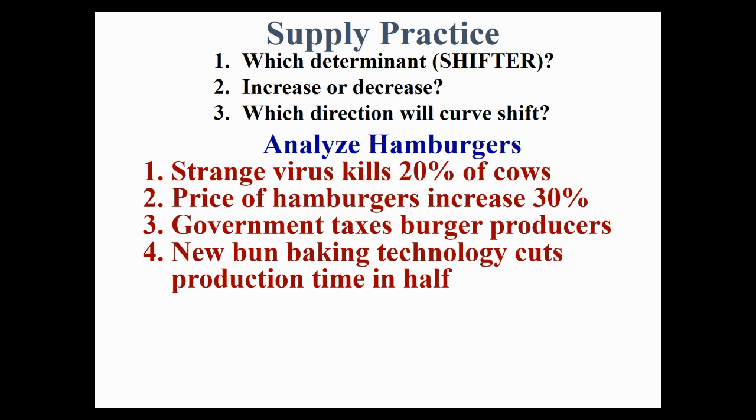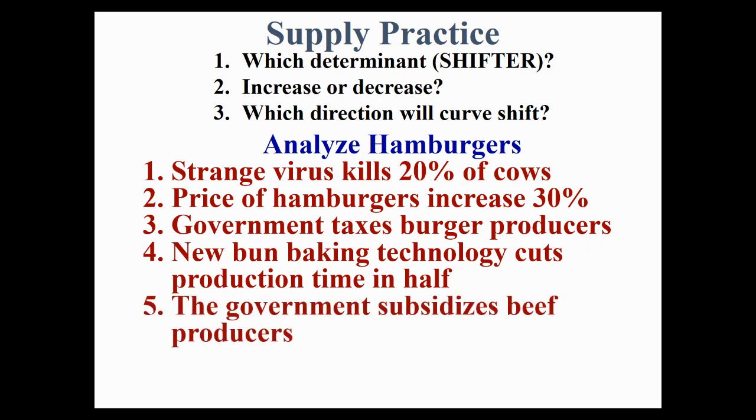New bun baking technology cuts production time in half. Wait, this is innovation, this is technology. And we know for the most part, this technology is going to shift it to the right, which is an increase in supply. Then we have the government subsidizes beef producers. The government's going to give the producers money. That's government involvement, that's subsidies. That's going to increase the supply curve and shift it to the right.